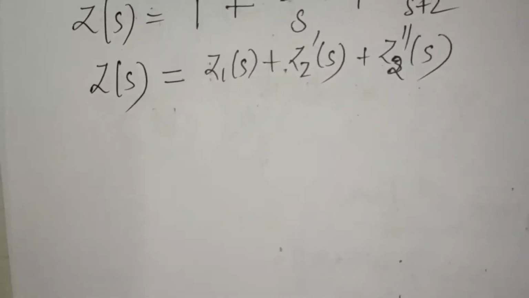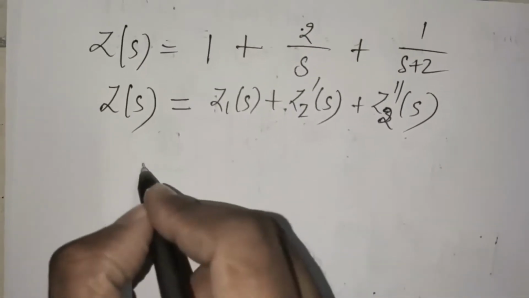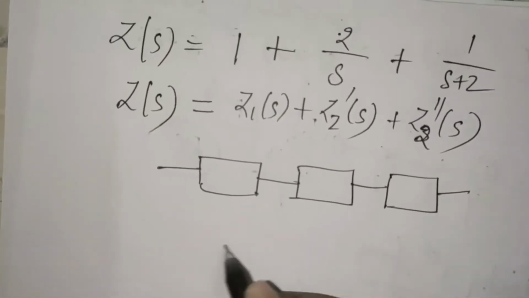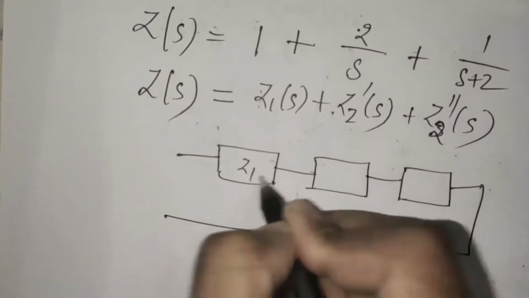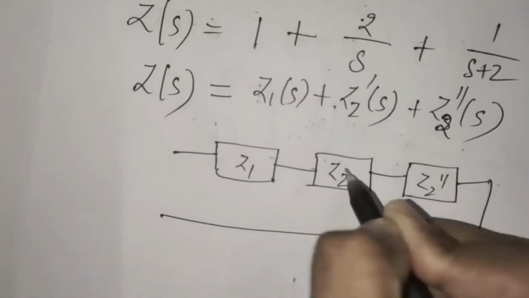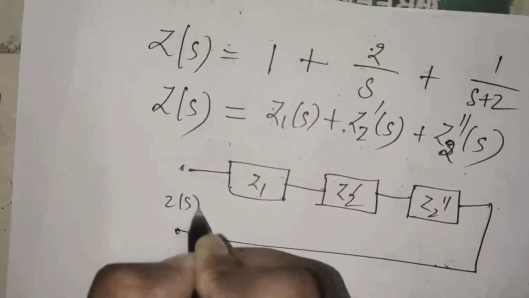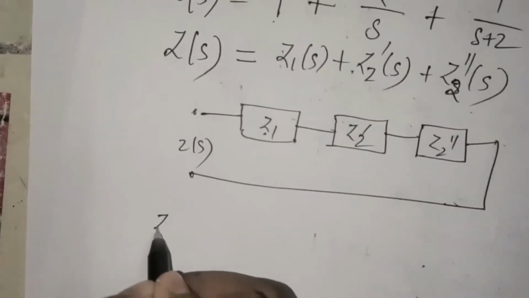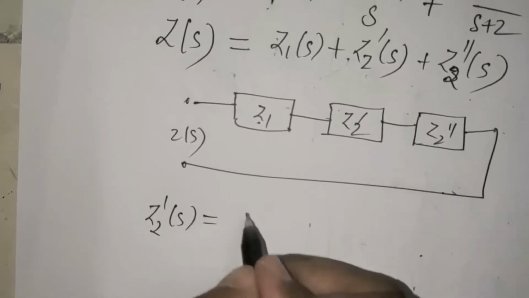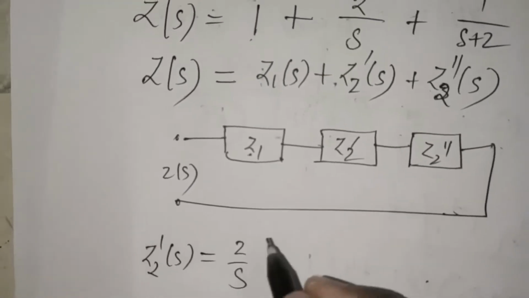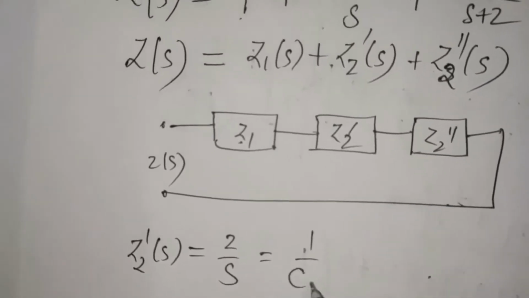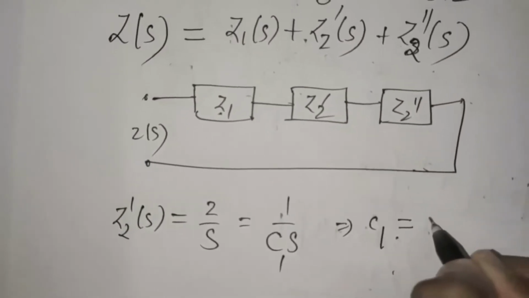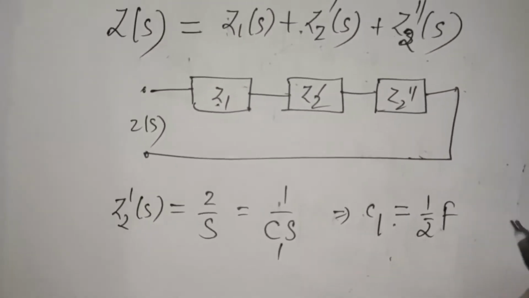So as you know, the general format, if the network is all the impedances are connected in series. So instead of z1, I have a resistor. So z2 dash is nothing but 2 by s. So it is in the form of 1 by Cs. So from this I can say that the capacitor value is 1 by 2 farads.